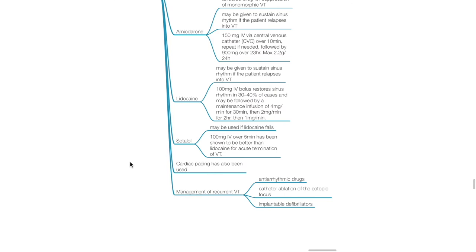Lidocaine may be given to sustain sinus rhythm if the patient relapses into VT. A 100 mg IV bolus restores sinus rhythm in 30 to 40% of cases and may be followed by a maintenance infusion of 4 mg per minute for 30 minutes, then 2 mg per minute for 2 hours, followed by 1 mg per minute. Sotalol may be used if lidocaine fails. The dose is 100 mg IV over 5 minutes, which has been shown to be better than lidocaine for acute termination of VT. Cardiac pacing has also been used. Management of recurrent VT involves antiarrhythmic drugs, catheter ablation of the ectopic focus, and implantable defibrillators.